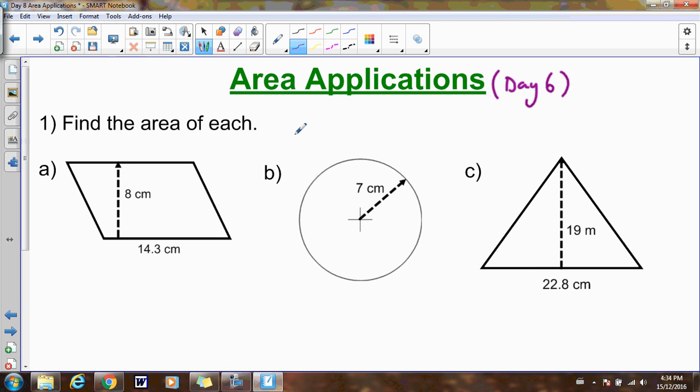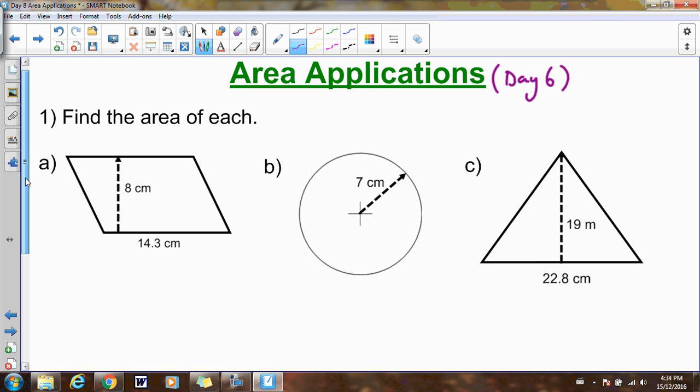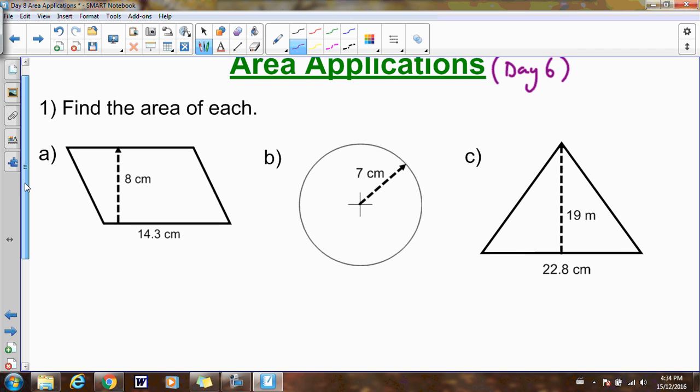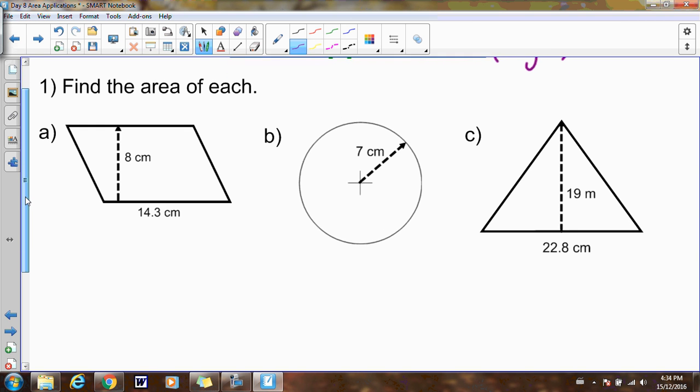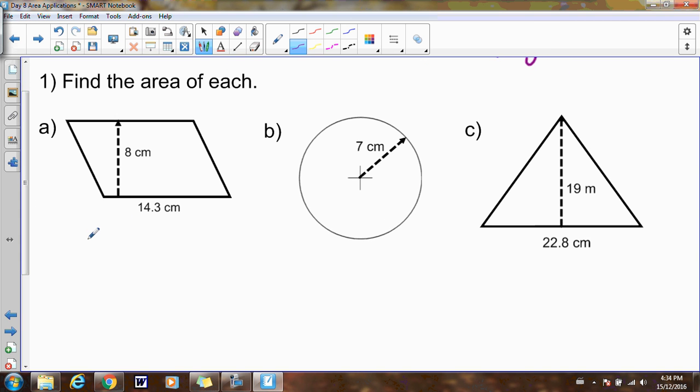Hi everyone, today we're going to look at the applications of area. Before we do that, we're going to look at the area of a few of the familiar shapes that we learned in the last couple of days. So let's start with the area of a parallelogram. Remember, the area of a parallelogram is base multiplied by the height.